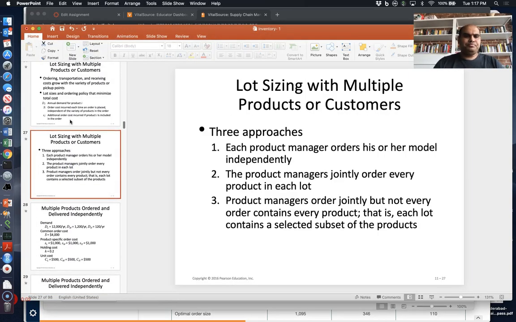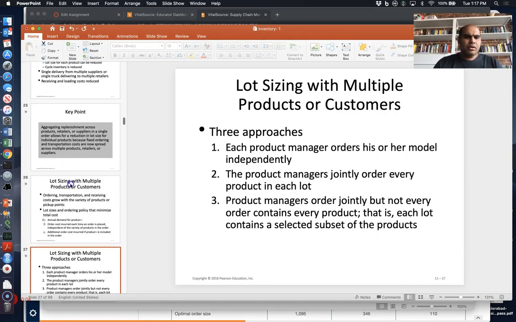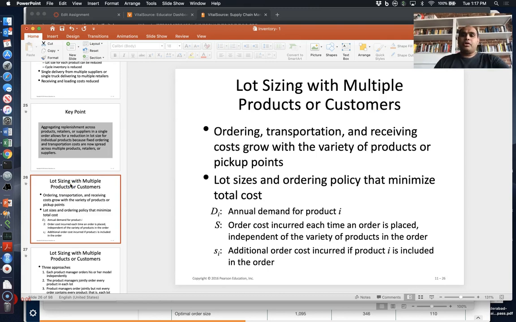All right, so in this video we're going to talk about the lot sizing models, but what happens when you have multiple products or customers. When you have multiple products or customers, ordering, transportation, and receiving costs grow with the variety of products.